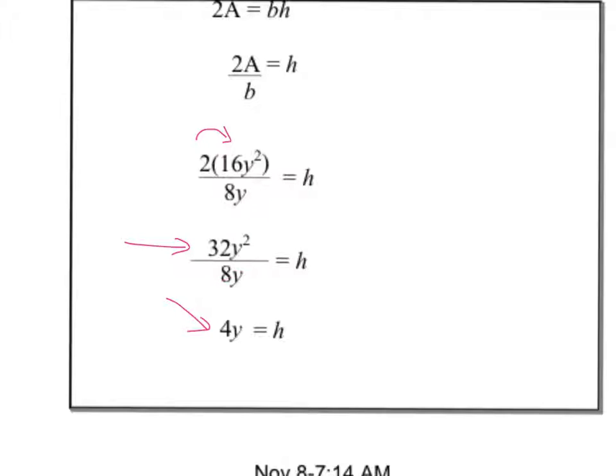Y on the bottom cancels. One of the y's up top cancels, leaving you just y. So the height is shown by 4y.